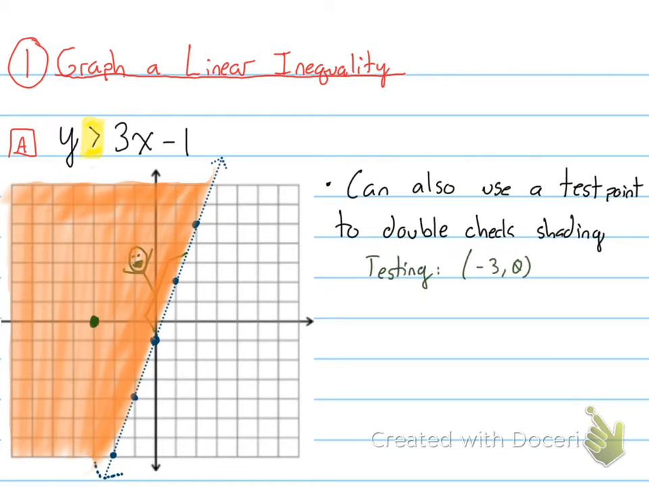So here, let's pick -3, 0. Again, I could literally pick any coordinate in this shaded region. If it's the correct area, any of them should work. If I'm testing -3, 0, I'm going to plug in -3 for x, 0 for y, and see if this inequality holds up. So now I have 0 is greater than 3 times -3 minus 1, which simplifies to -9 minus 1. And I'm left with the inequality that states 0 is greater than -10, which is in fact true. So now I know 100% for sure I shaded in the right region, and I'm good to go. That's my answer.